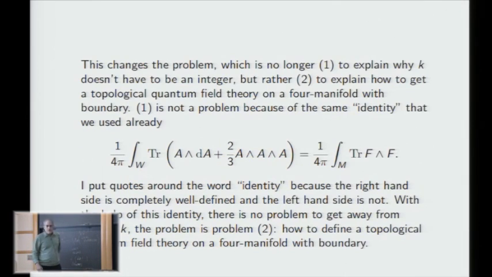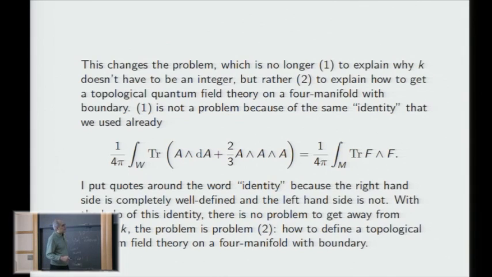And now, therefore, we will get answers that in general depend on the choice of M. And if there isn't a natural choice of M, then the choice of M will really matter and will break some of the symmetry. The problem is no longer to explain why K doesn't have to be an integer, but to explain how to get a topological quantum field theory on a 4 manifold with boundary.